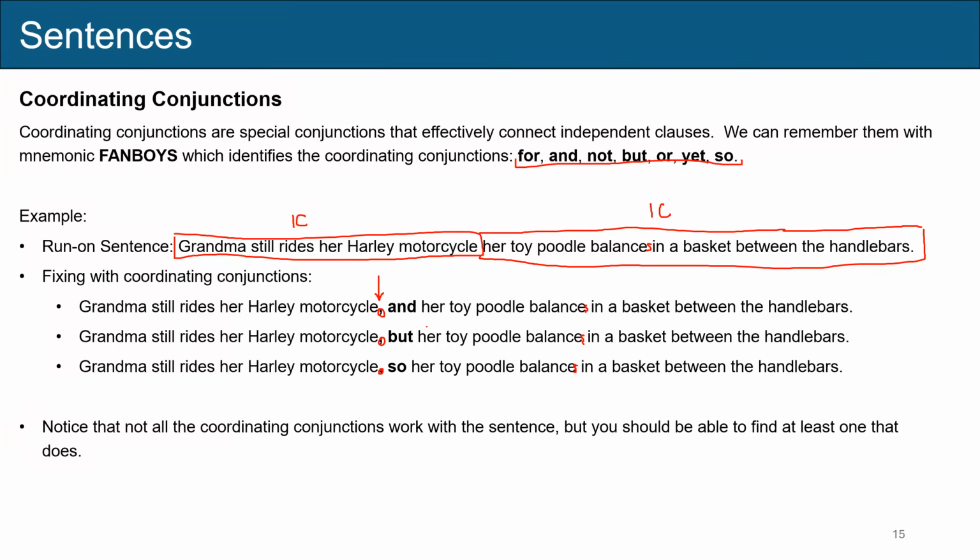So when I went through this one, I noticed that and, but, and so could work depending on what else I'm talking about in my writing. But some of the others would not make sense. You just can't randomly pick one of these. You have to pick one that makes sense.